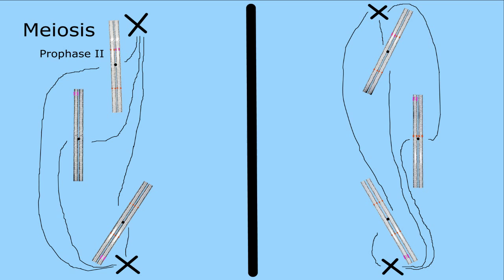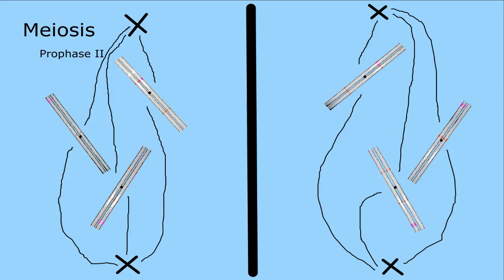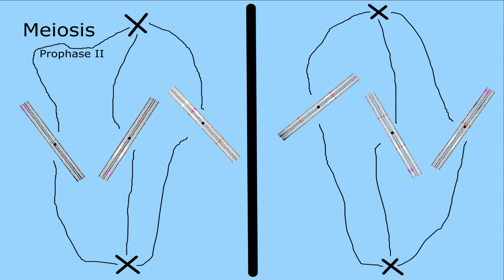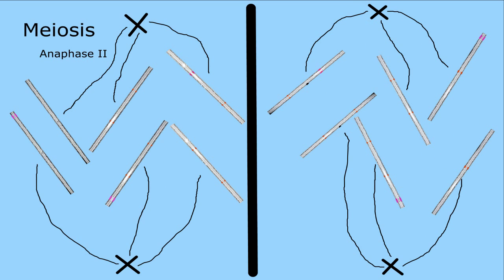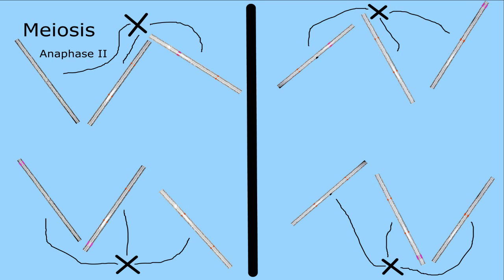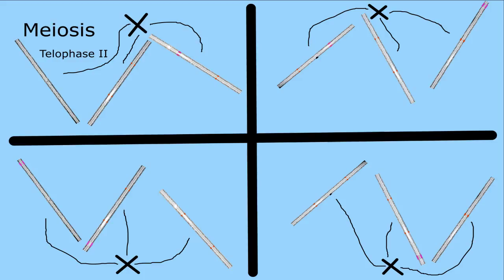Metaphase 2 is similar to metaphase 1. The centrosomes once again use spindle fibers to line up the chromosomes in the center of the cell. However, in this case, it is the sister chromatids that are lined up in the center of the cell in order to be separated. In anaphase 2, the centrosomes break apart the centromeres and separate the sister chromatids. In telophase 2, the cell once again divides, giving us 4 unique daughter cells.